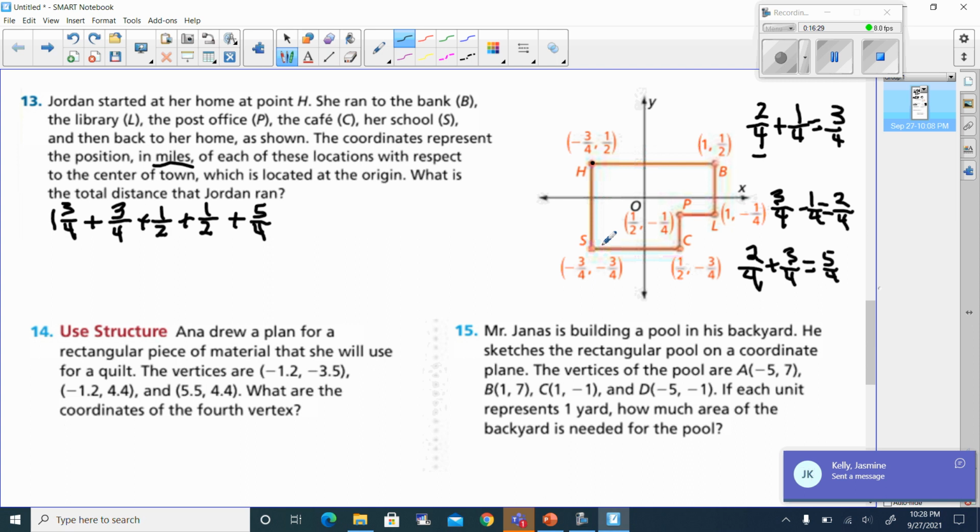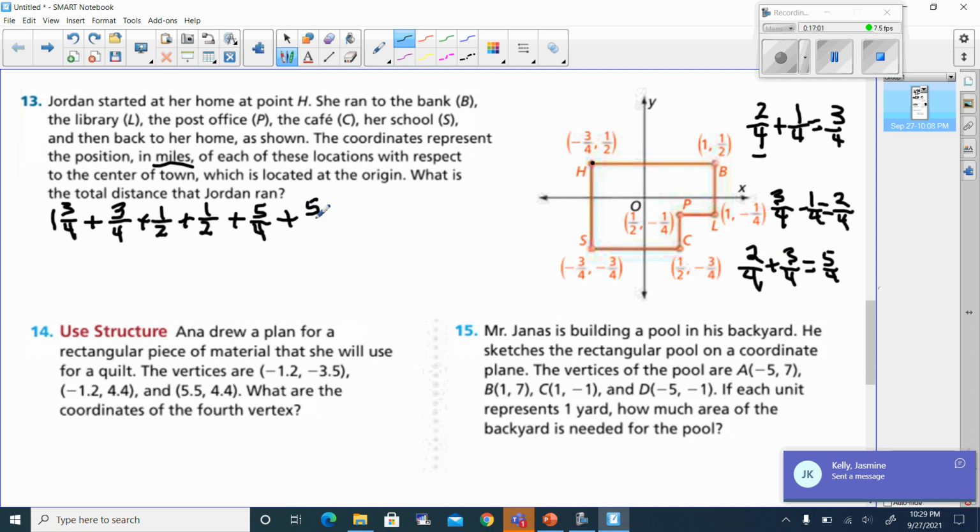All right, and then we're going from H to S here. Negative 3/4 is the same for our X. We're adding 3/4 and 1/2, because again, we're crossing the x-axis, so we have to add these two together. So I'm going 3/4 up this way and 1/2 this way. I think we just did that. 1/2 was 2/4 and 3/4 is 3/4, so this is going to be another 5/4.